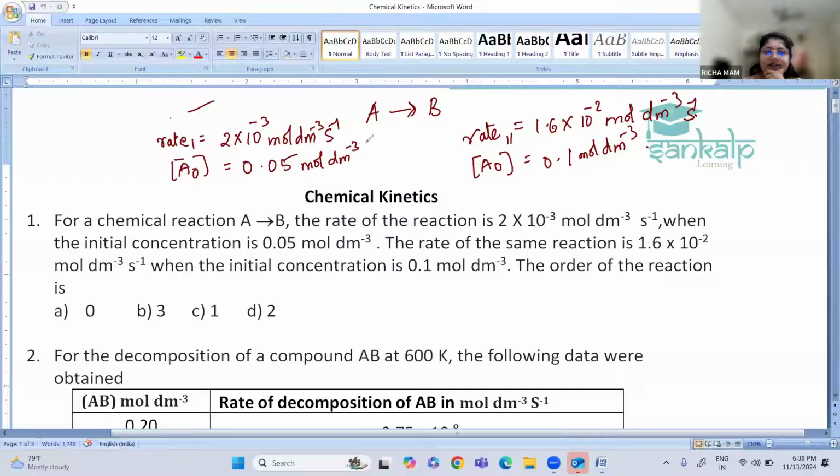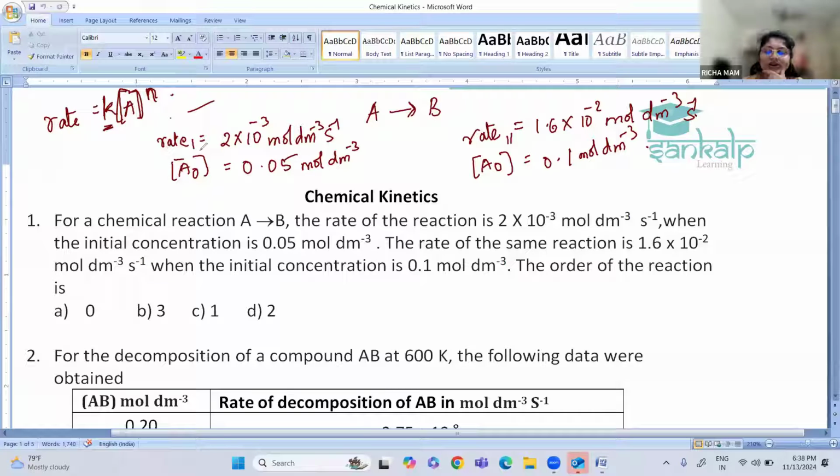Here you can see the rate is given as K, the rate constant, into concentration raised to n. This is called the rate equation for the reaction. Here K represents your rate constant. n is what we are finding, the order of the reaction. What we write in the bracket is the concentration of the reactant. So the rate equation is given like this: rate is equal to K into concentration of A raised to n. So these are the given things.